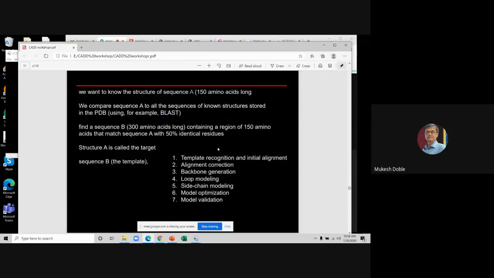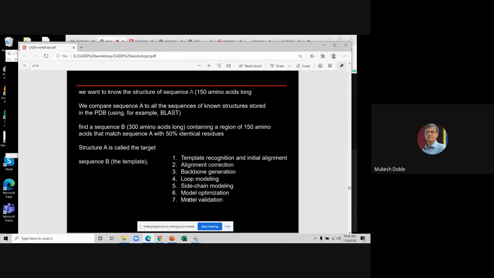Okay, so what we do is we have to recognize the template. That means we have to align them. So UniProt BLAST is the software which does that. Then we develop our model, and then we can do some corrections. We can do molecular dynamics based studies. We can do molecular mechanics based studies. All those things can be done. That's called backbone generation, loop modeling. So we get our model.